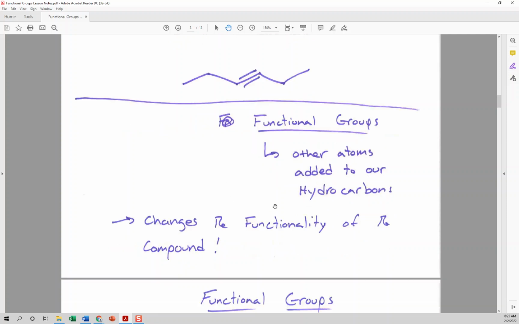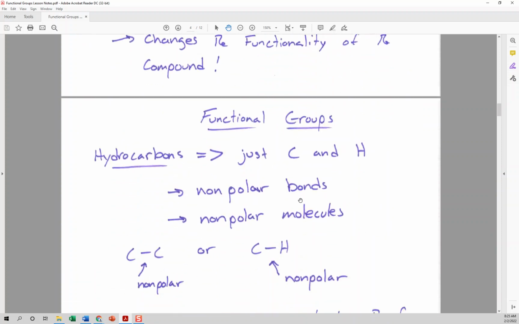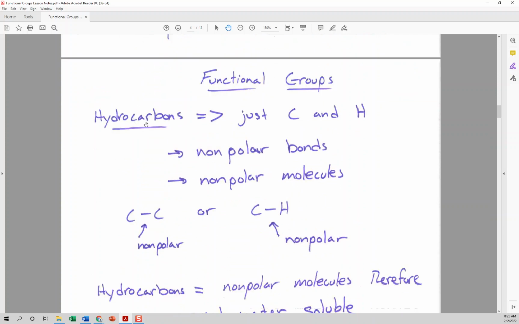So functional groups are things other than hydrogen and carbon we throw into the organic compound, okay? And they're called functional groups because they change the functionality, they change the classification of the compound, all right? So let's understand something. Hydrocarbons are nonpolar, all right? So hydrocarbons don't have any polar bonds, right? The only types of bonds hydrocarbons have are carbon bonded to carbon. Now, this could be a double bond or a triple bond, but it's nonpolar. Carbon bonded to carbon is 100% covalent nonpolar because there's 0 electronegativity difference.